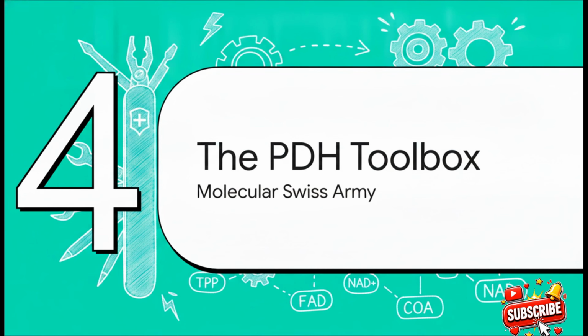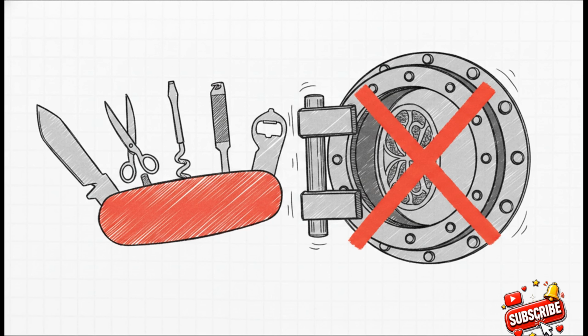Which brings us to Section 4, the PDH toolbox, or as I like to call it, the molecular Swiss Army knife. To pull off this maneuver, the PDH complex needs 5 distinct tools, or cofactors, to work. You've got TPP from vitamin B1, lipoate, FAD from vitamin B2, NAD+ from vitamin B3, and CoA from vitamin B5. If any of these vitamins are missing, especially thiamine for TPP, the gate to the mitochondria literally slams shut, and the cell is forced right back into anaerobic metabolism, even if oxygen is sitting right there.